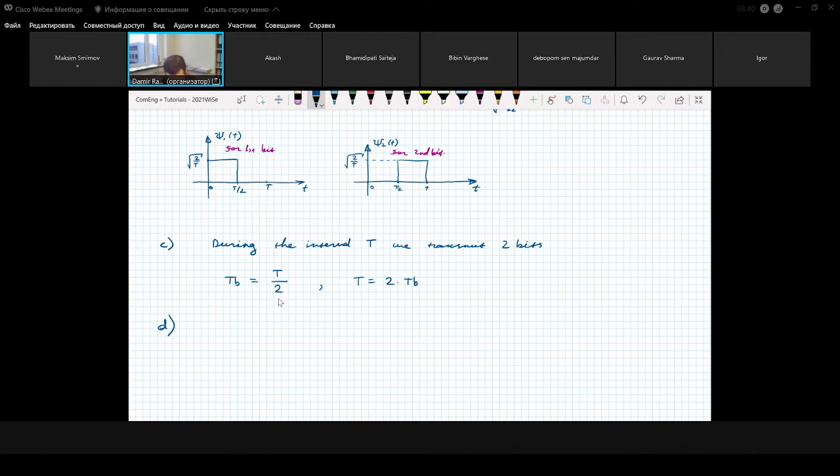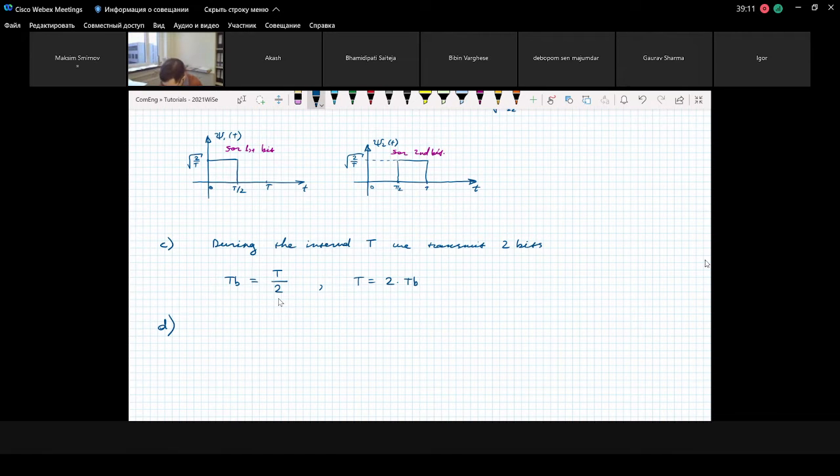Then we go to part D. We need to determine the mean energy per bit, E_B. E_B determines the mean energy per bit. It means the mean signal energy within a bit interval T_B. Okay, now we need to find the mean energy.